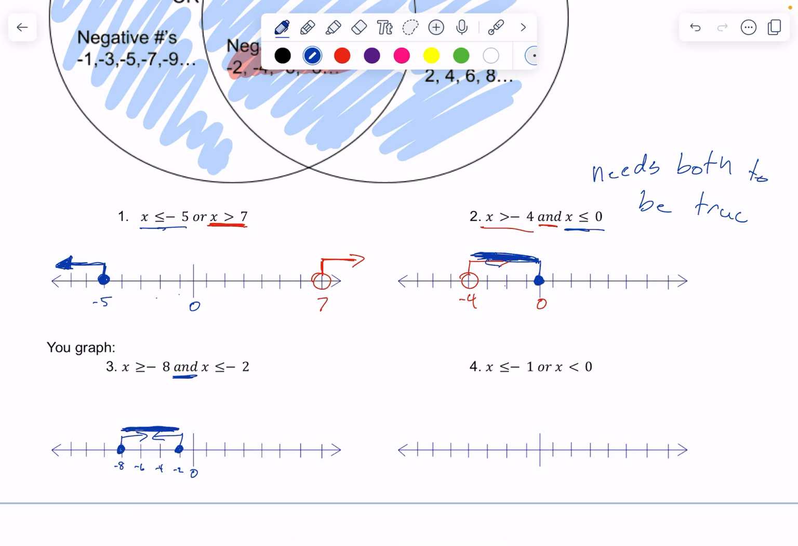As for 4, I have -1 and 0. X is, it's inclusive, so less than or equal to -1, so this direction, and less than 0. Given that it's an OR, all of these numbers count, even the numbers in between 0 and -1, because it makes one of them happy.